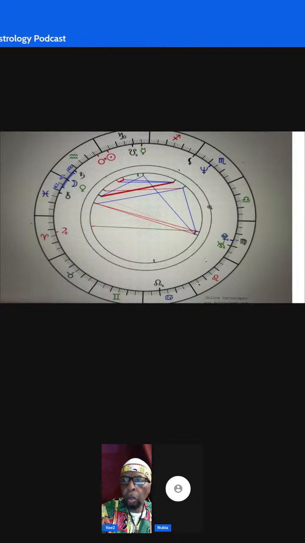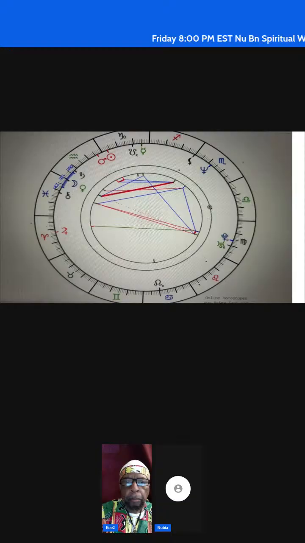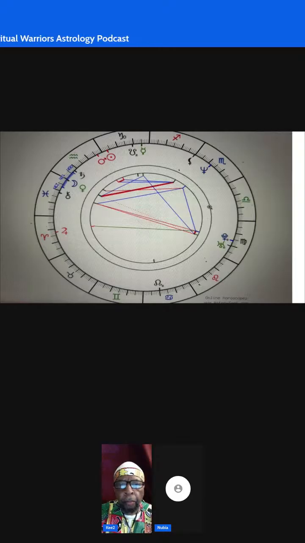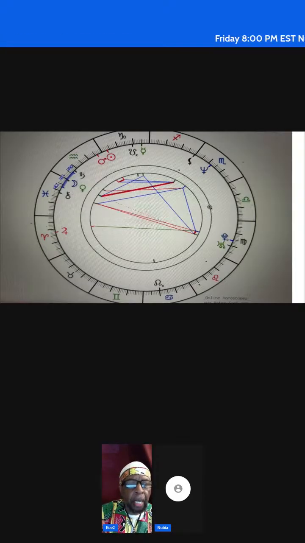All right, so I want to move to the fifth house. Okay, the fifth house. All right, there's not a planet there in the fifth house, but the sign for the fifth house is Leo.